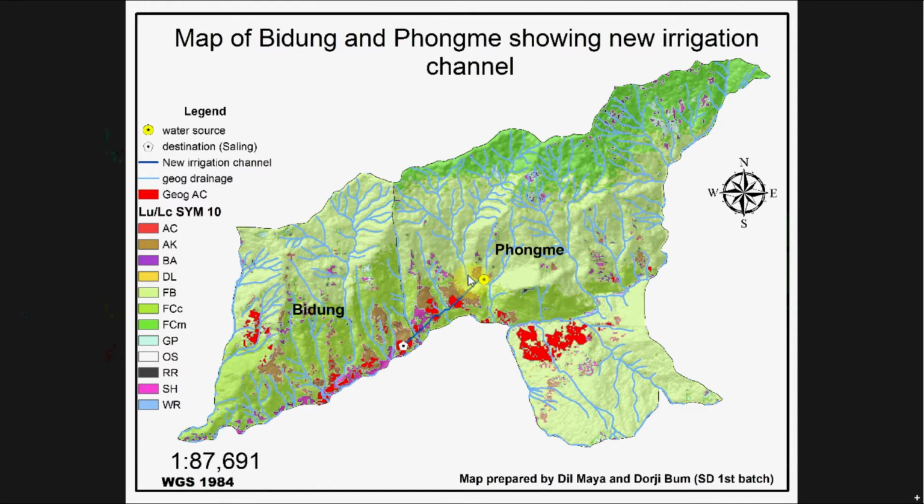Why are we doing georeferencing? For example, I have a map over here so that I can georeference this map and I can digitize. For example, I can digitize this new irrigation channel on the map. So let's do it.